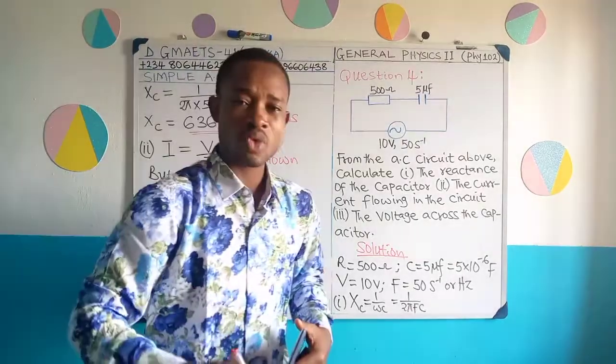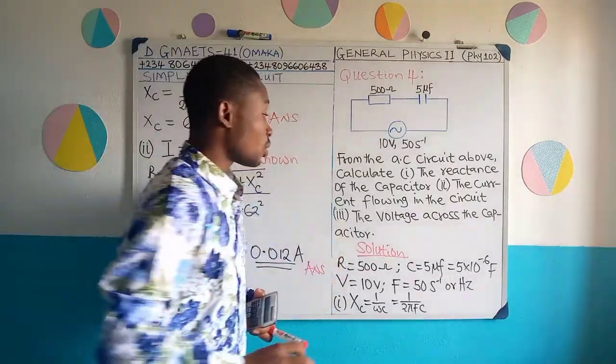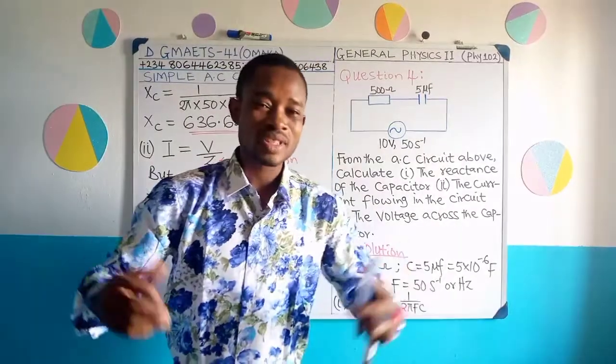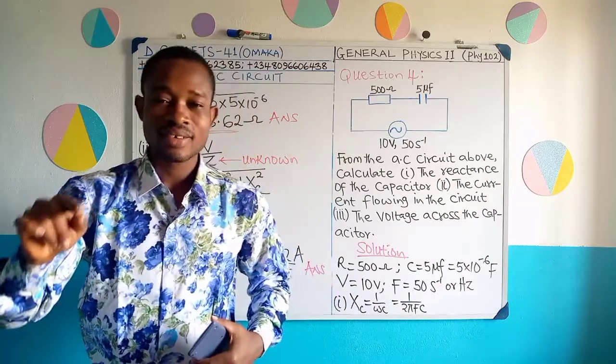I'll be going for a short break. When I'm back from the break, we shall look at the third part of the question, where we are to determine the voltage across the capacitor. Of course, we'll be thinking of V sub C equal to I XC.